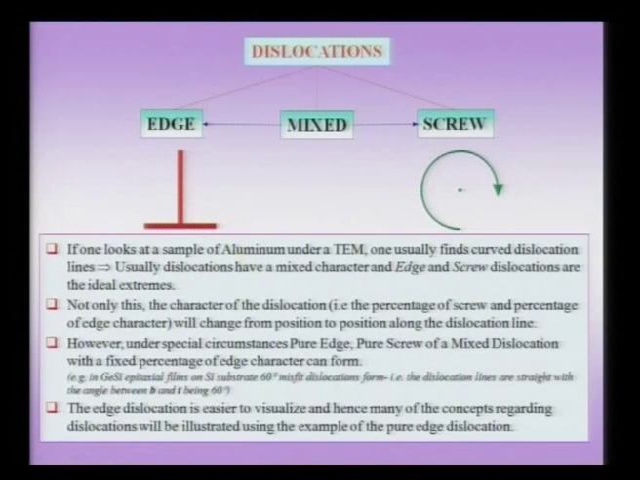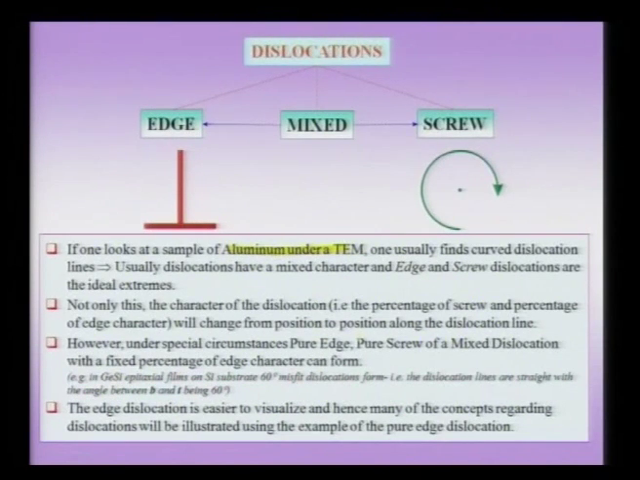So it is about time now that we got into the details of dislocations, and we shall start, as I told, with two extremes, the edge dislocation and the screw dislocation. Now if I look at a sample of aluminium under a TEM, we had pointed out that typically one finds a curved dislocation line. That means there will be a lot of dislocations typically.